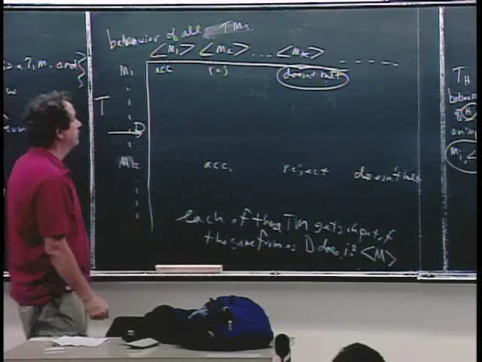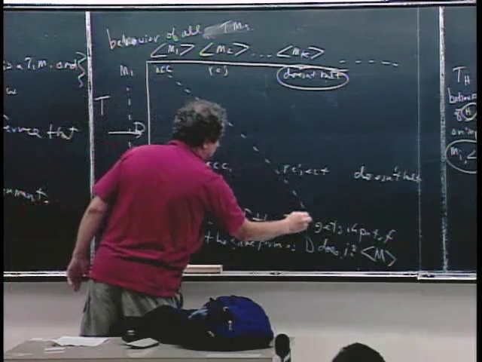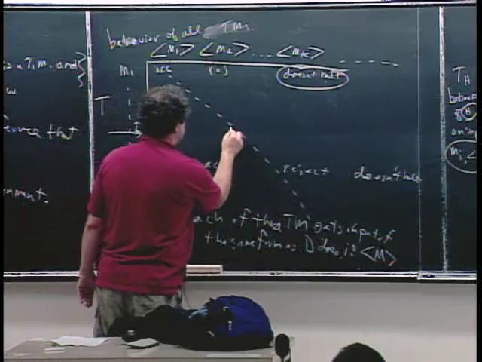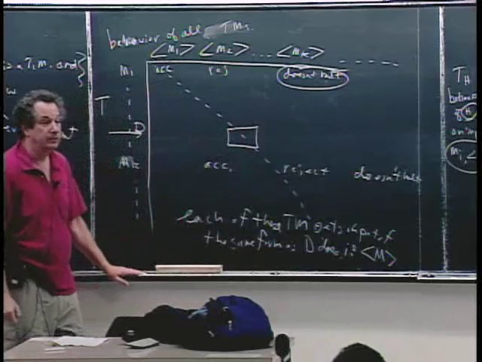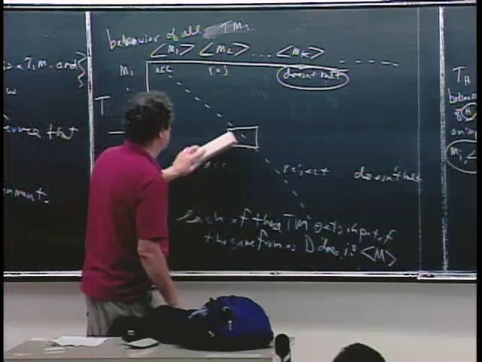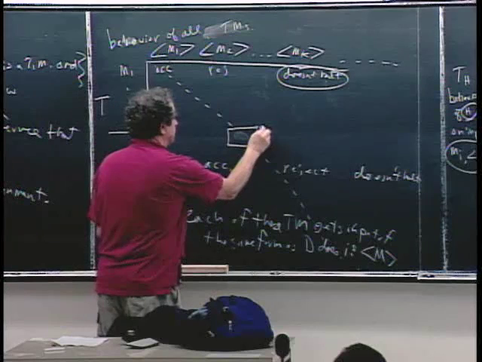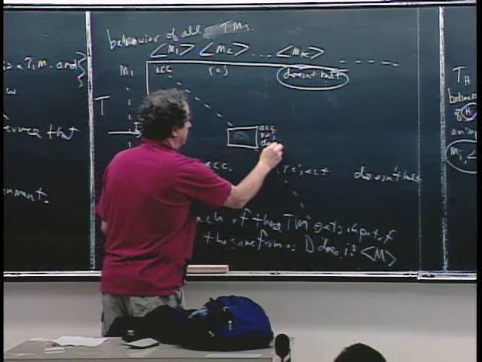All right, so we look along the diagonal of this table, and there's some value sitting in the diagonal. And what is it? Well, it's either accept, reject, or doesn't halt.